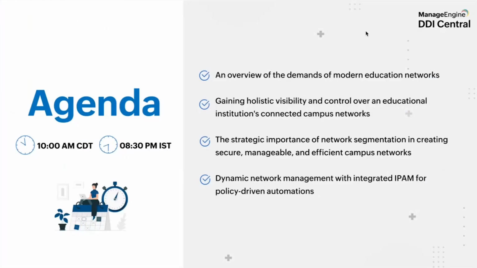As for the agenda today, we'll start by examining the current IT landscape and the unique demands of educational institutions in maintaining robust and efficient networks. Next, we'll discuss how achieving comprehensive visibility and control can significantly improve network management and performance across campus networks. We'll then explore the crucial role network segmentation plays in ensuring security, manageability, and efficiency within educational environments. Also, we'll look at how an integrated IPAM driven by policy automation can revolutionize the way networks are managed and maintained.